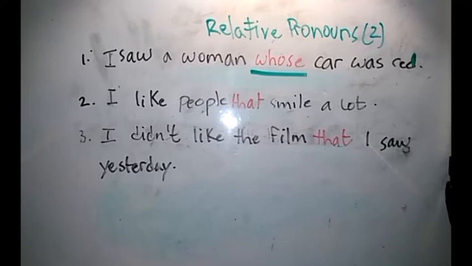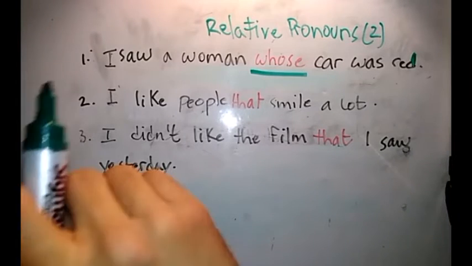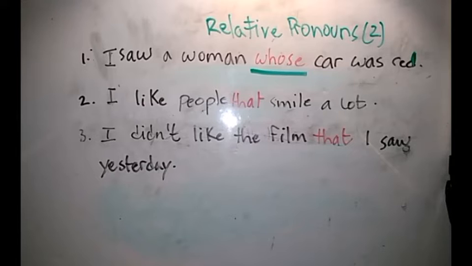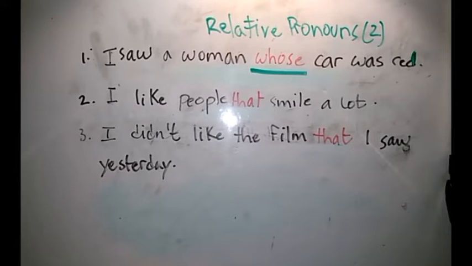Hello again. We're still talking about relative pronouns. So far we've talked about the relative pronouns who, which, where, and when. Now we'll be looking at 2 more relative pronouns. Let's have a look at the first sentence. I saw a woman whose car was red.